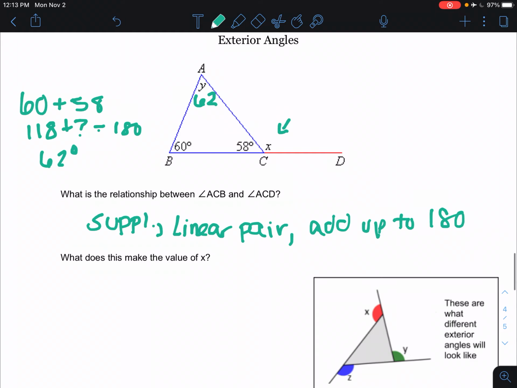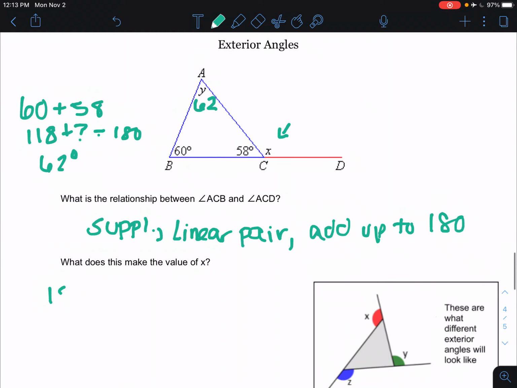Okay, so what does that mean the value of x is? That means that 180 minus 58 is going to be 122. So x equals 122. Now let's compare that to the other angles in the triangle. So you just told me that 58 is supplementary to this angle, right? What else is 58 supplementary to? What else could we add to this angle to get 180?